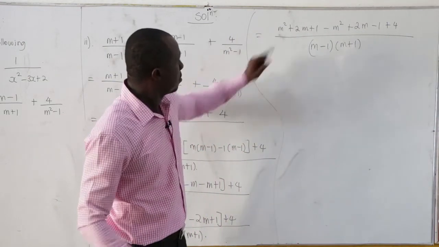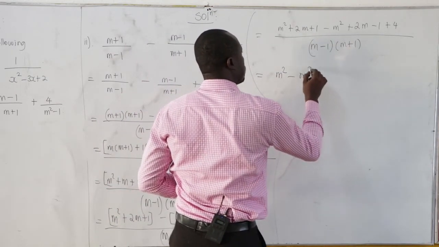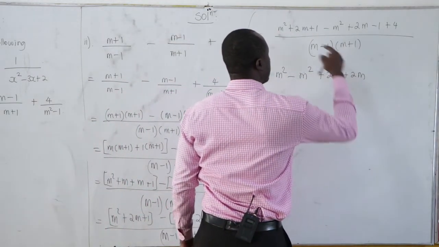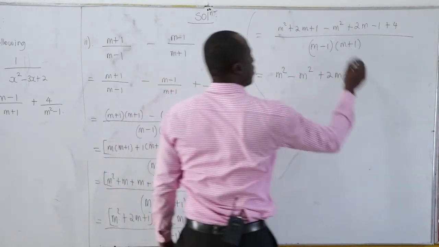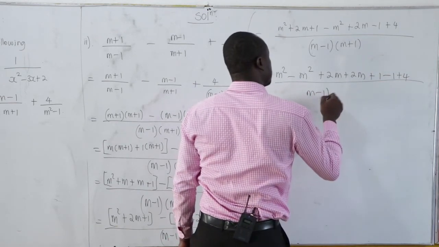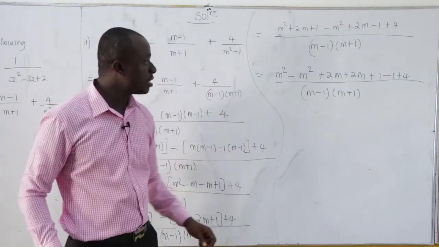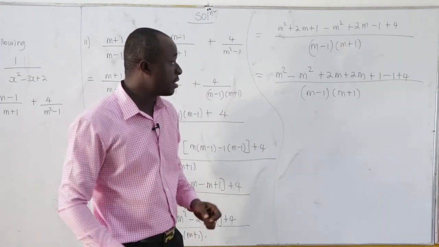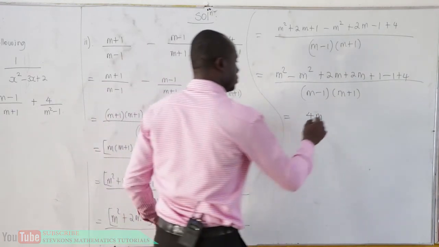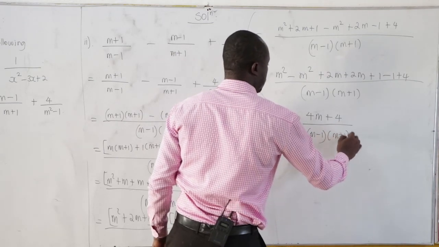Now let's see, okay, let's take our time. Now we have m squared here, m squared minus m squared. We have plus 2m plus 2m, and plus 1 minus 1 plus 4 all over m minus 1, m plus 1. Now m squared minus m squared, that is 0. 2m plus 2m, that is 4m. So we have 4m. 1 minus 1, that is 0, plus 4 all over m minus 1, m plus 1.